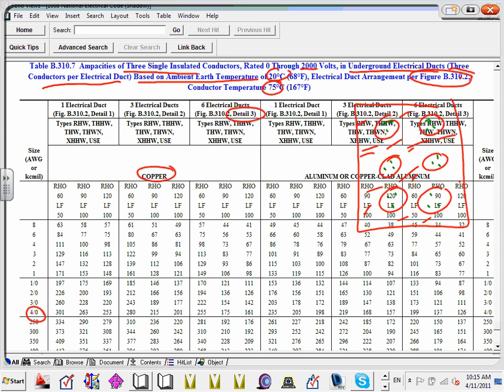Let me just, so if you guys go to 4-aught, look at this. There's a load factor and thermal resistivity. I always default under detail number 3. The thermal resistivity of the earth is 90 and load factor of 100%. 100% load factor means, guys, they all will be hot at the same time. All of them will be hot at the same time.